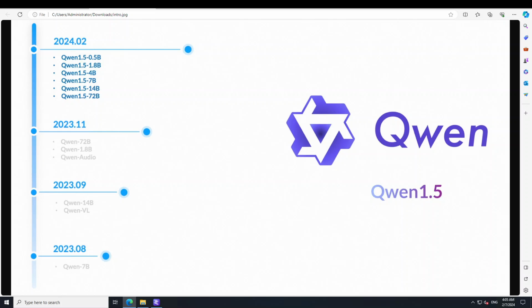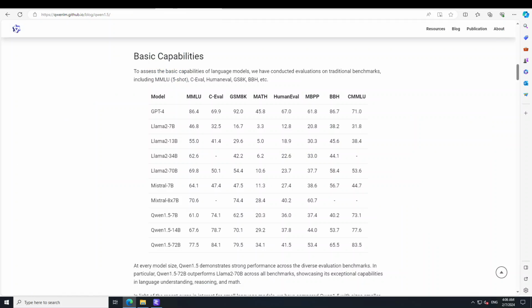They have also collaborated with a lot of other open source tools like vLLM, AutoGPTQ, LM Studio, Ollama, and a lot of other tools. Okay, now let me show you some of the benchmarks. To get a better understanding of the performance of Qwen 1.5, they have conducted a comprehensive evaluation of both base and chat models on different capabilities, including basic capabilities such as language understanding, coding, reasoning, multilingual capabilities, human preference, agent, retrieval augmented generation, and a lot of other things, as you can see on your screen.